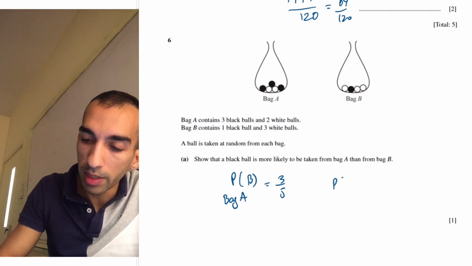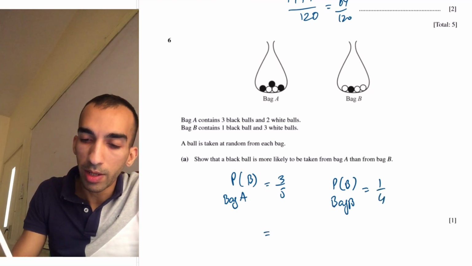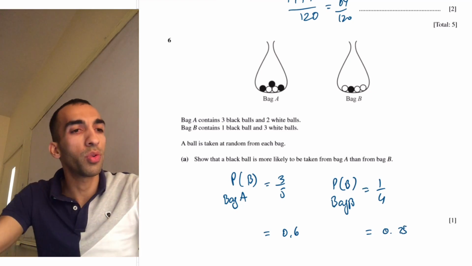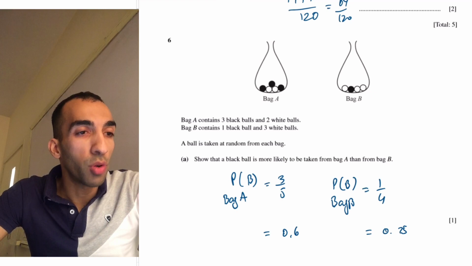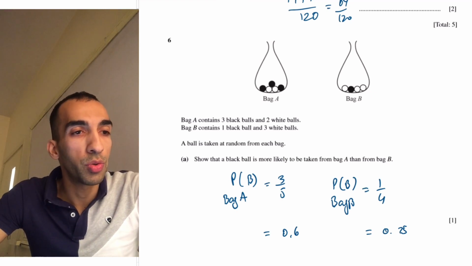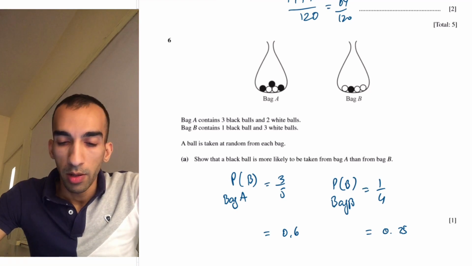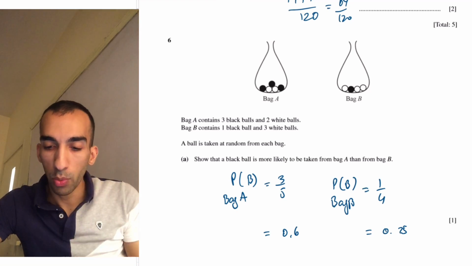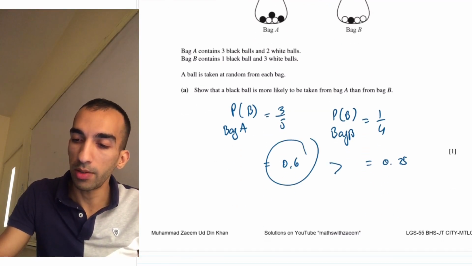Now what is the probability of selecting a black ball from bag B? That's 1 by 4. 3 by 5 is 0.6, 1 by 4 is 0.25. If you know your basic fractions, you will be able to identify this. If you do not have a calculator, you can always use the LCM method. Show that a black ball is more likely to be taken from bag A. Well, we've just shown that because 0.6 is greater than 0.25.